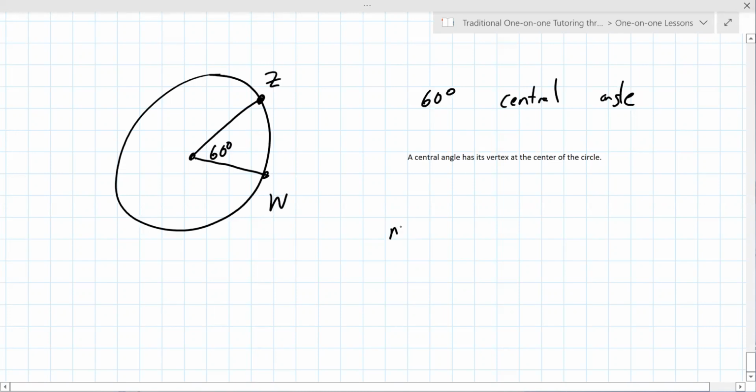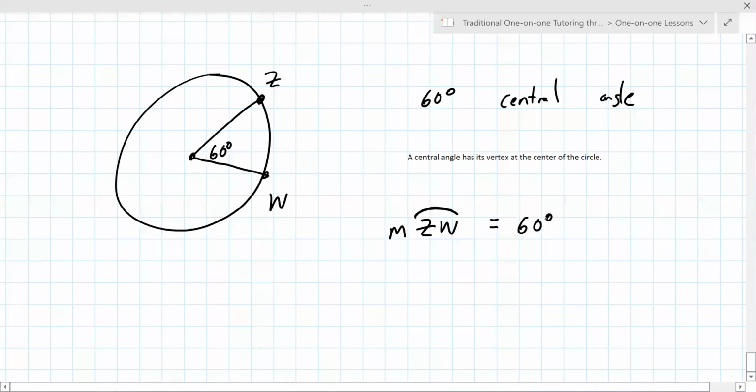Now let's look at the measure of arc ZW. When you put a little m in front, that means the measure of arc ZW. Is this a minor arc or a major arc? That is a minor arc. So the measure of this arc is 60 degrees.